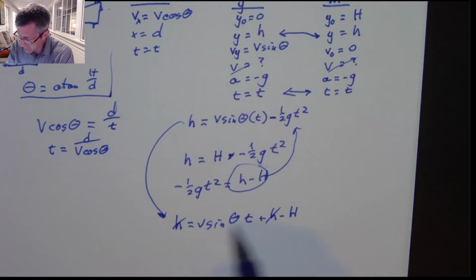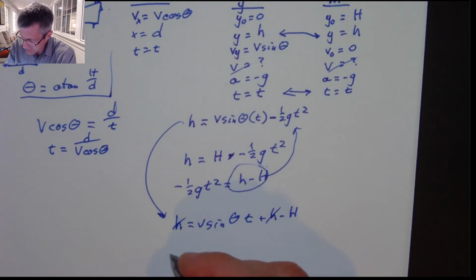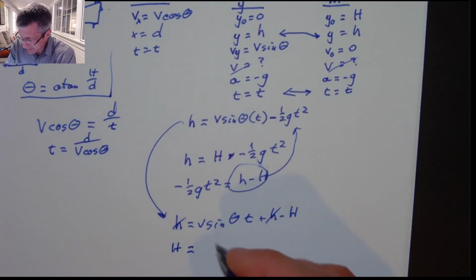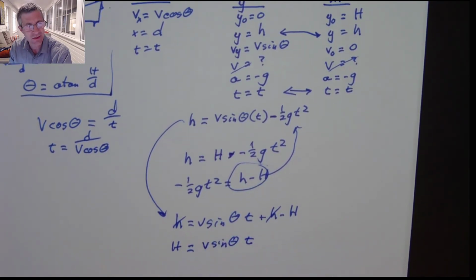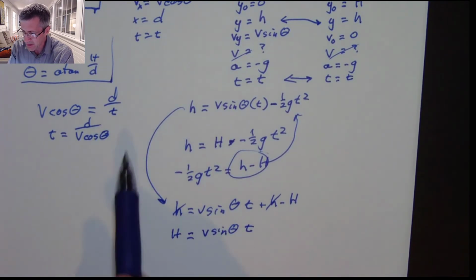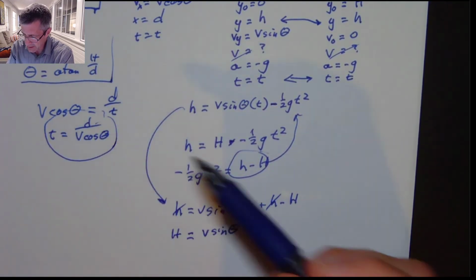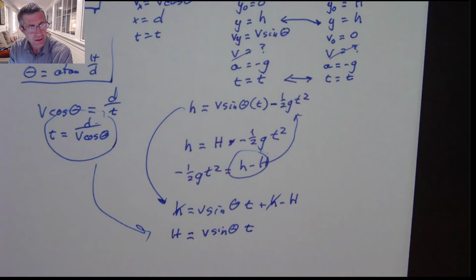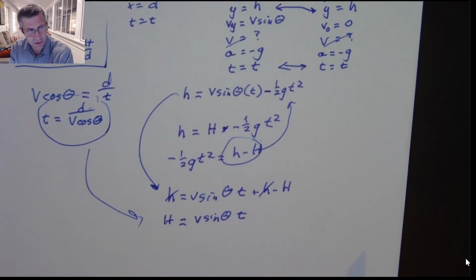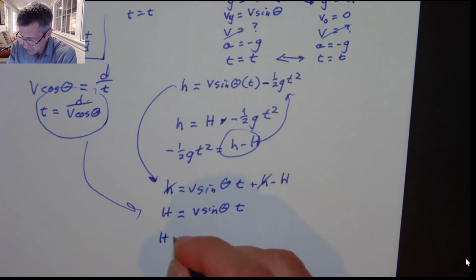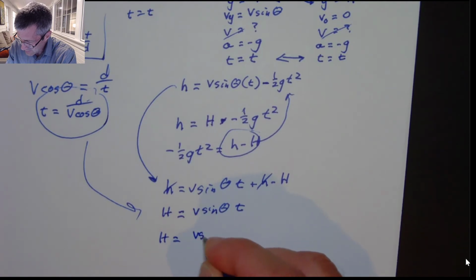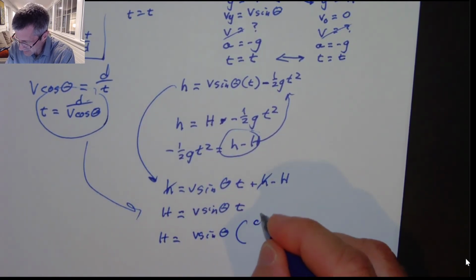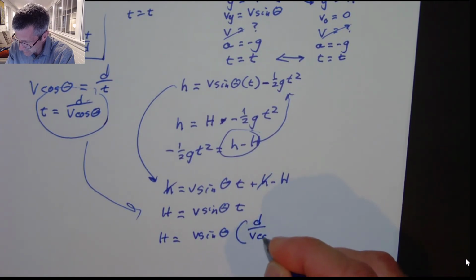So now I'm going to be left with, I can rearrange this and say capital H is going to be equal to v sine theta times t. Well, I still have t, so that's kind of a hassle. But fortunately, I have my x position. So I'm going to take time and plug this into there to make this work. So H is going to be v sine theta, and I'm going to replace time with d over v cosine theta.